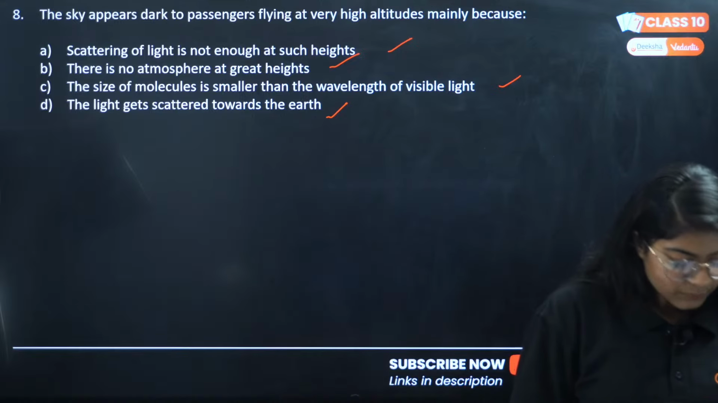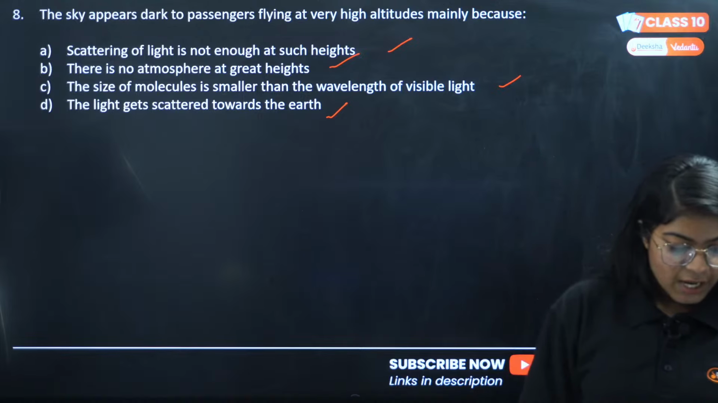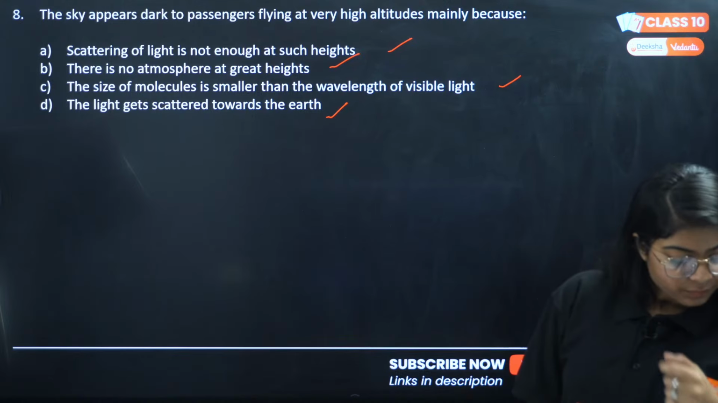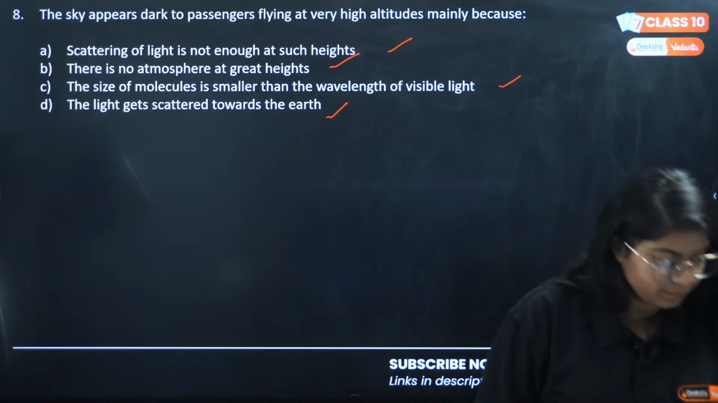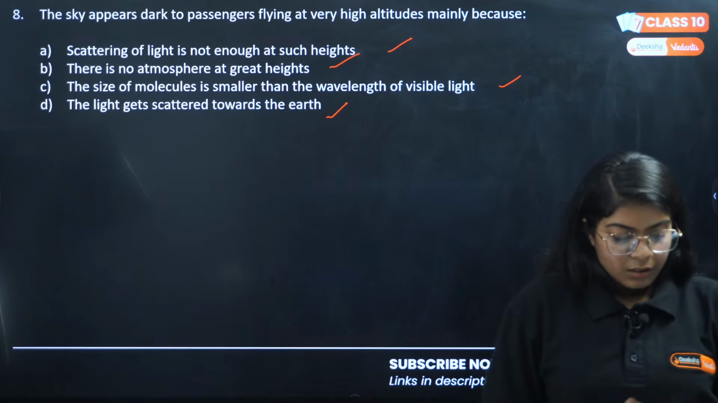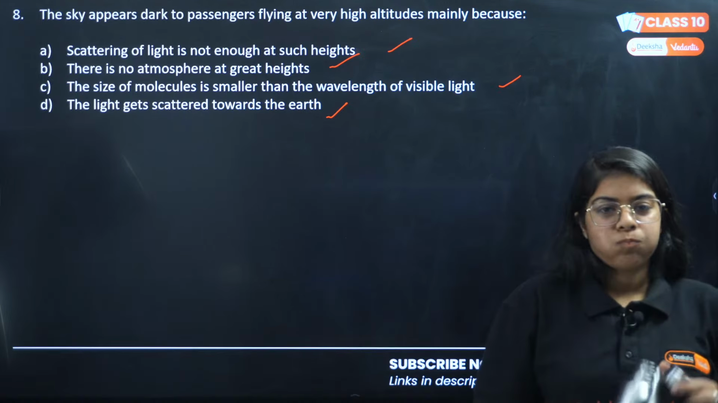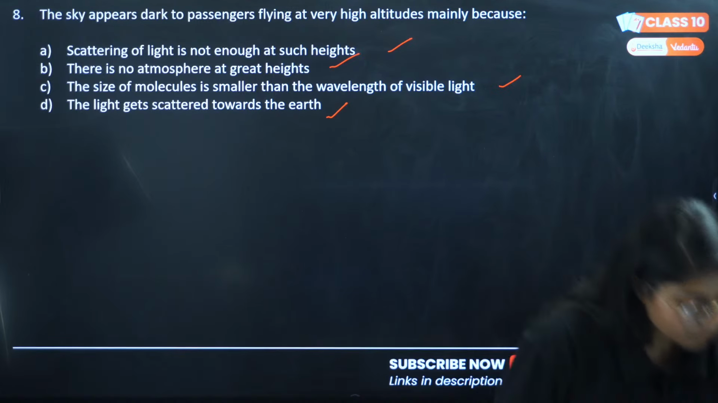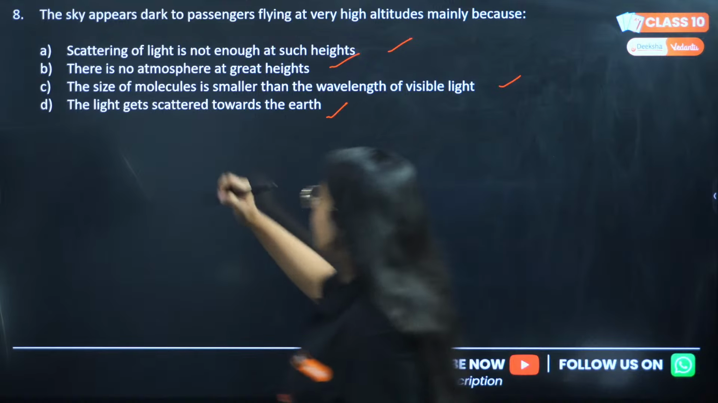The size of molecule is smaller than the wavelength of visible light. J is saying D. The light gets scattered towards the earth. Anyone else who wants to answer? Okay, the answer, however, actually is A.